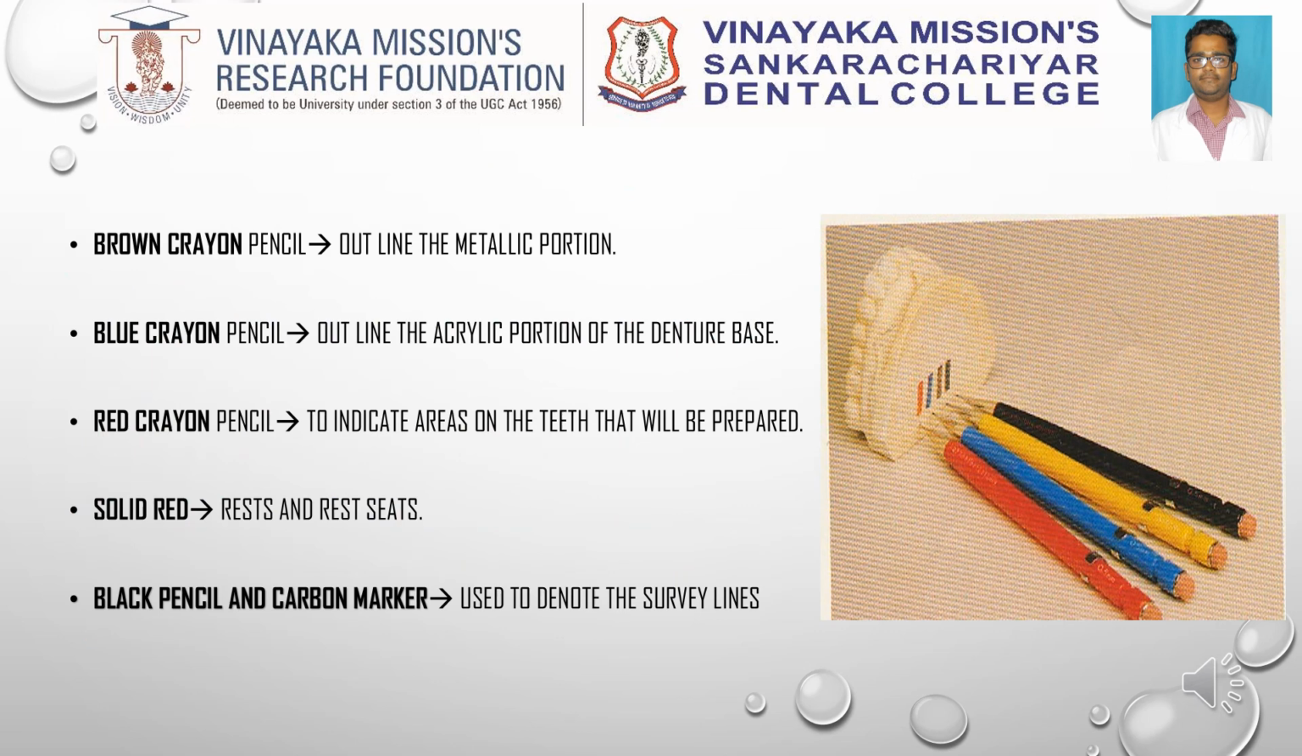The commonly followed color coding system includes brown, which helps to outline the metallic portion. The blue color helps to outline the acrylic portion of the denture base. The red color is used to indicate the areas of teeth that will be prepared. Solid red helps to indicate the rest and rest seats. Black or carbon markers are used to denote the survey lines.